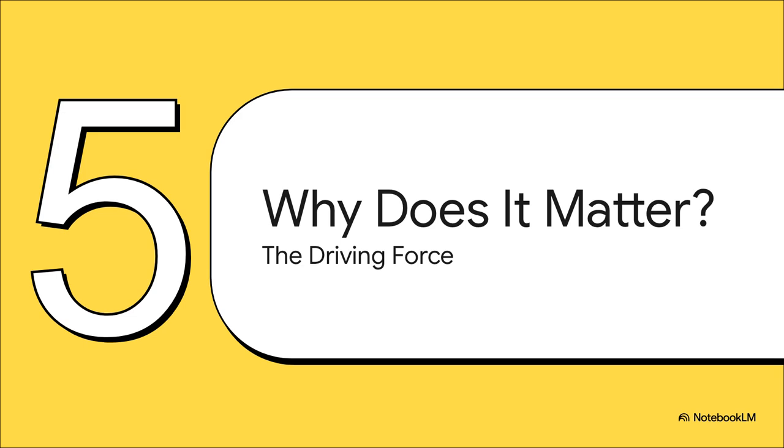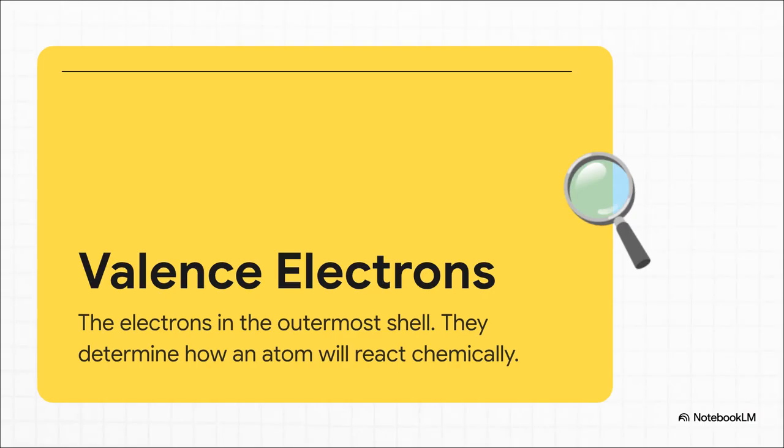Okay, so we've covered the particles, how to count them, what ions are, and what isotopes are. But what's the point? I mean, why do atoms even bother gaining or losing electrons in the first place? It all comes down to these guys right here, the valence electrons. These are the electrons in the very outermost shell of an atom. Think of them as being on the front lines. They're the ones that do all the interacting, and they determine an atom's entire chemical personality.